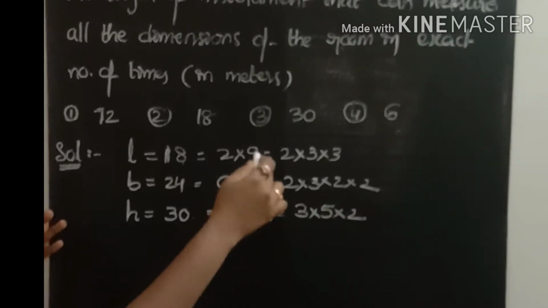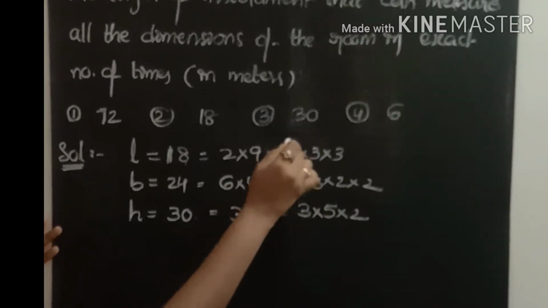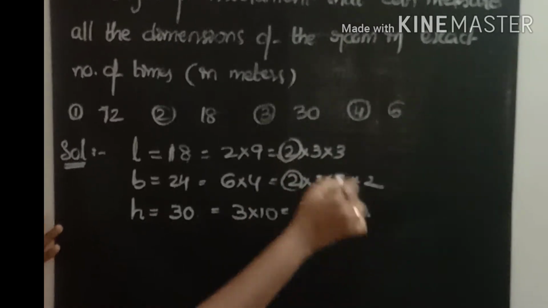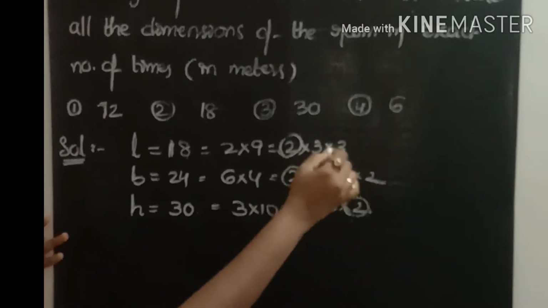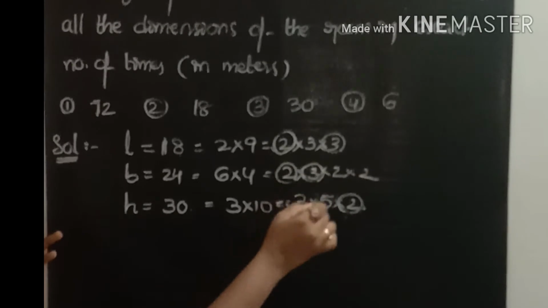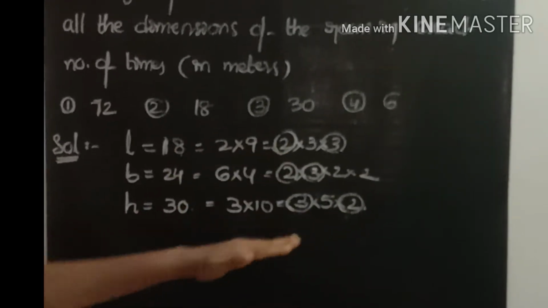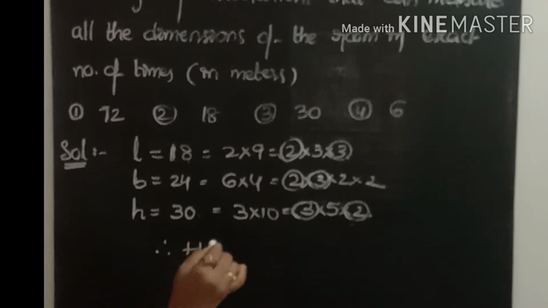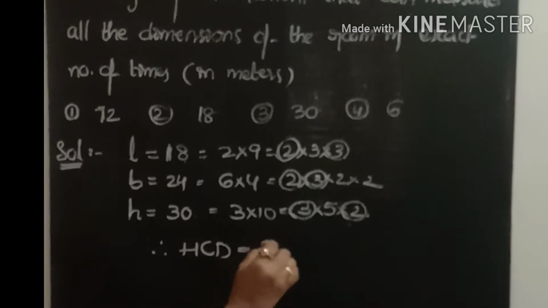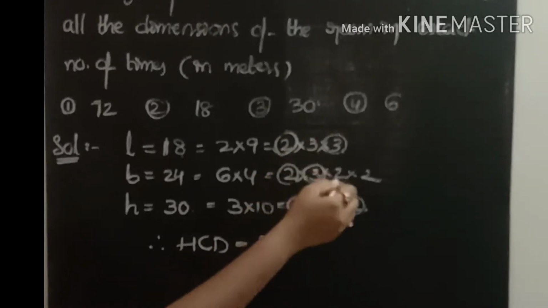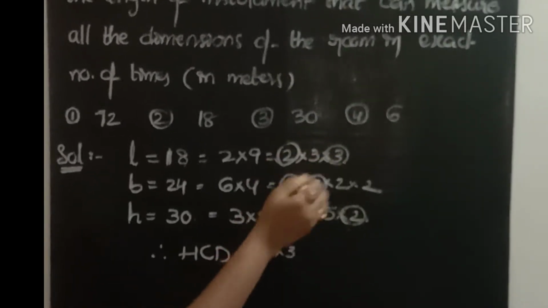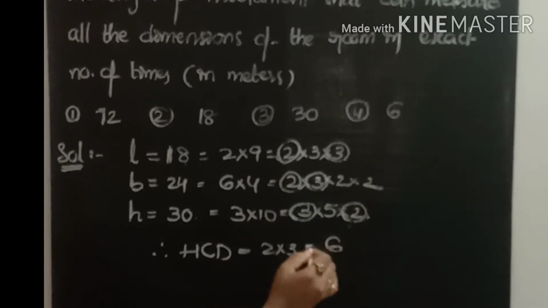Now we are taking the common numbers in these numbers. 2 is the number which is common in all three numbers. And 3 is also the common number among the three numbers. Therefore, HCF, highest common factor, is equal to 2 into 3. Among these three numbers, 2 into 3 is the common number. So 2 into 3 is equal to 6.